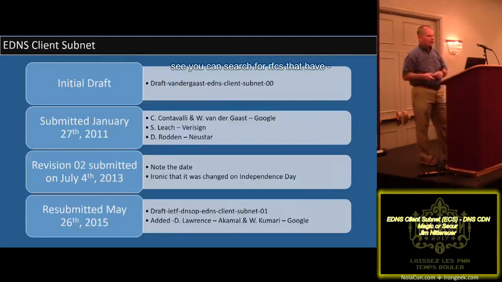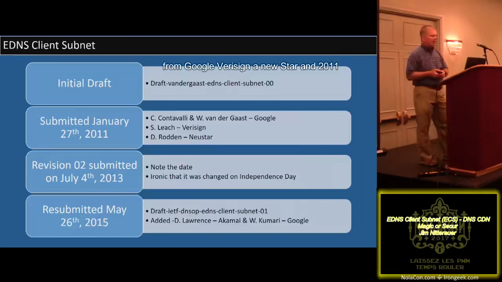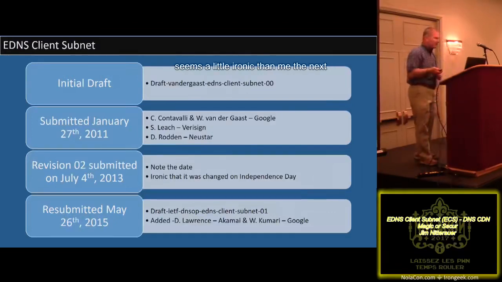Okay, so you can search for RFCs that have dash EDNS dash in the names of them, and you'll find all the RFCs or drafts that come up that want to use these option codes to ship data back and forth via DNS. This was submitted by a couple of guys from Google, VeriSign, and Neustar in 2011. It really didn't get much attention. The second revision to it, interestingly enough, was submitted on July 4th, 2013. So I kind of look at that as, wow, Independence Day, but they're taking away our independence to browse the internet. It just seemed a little ironic to me.